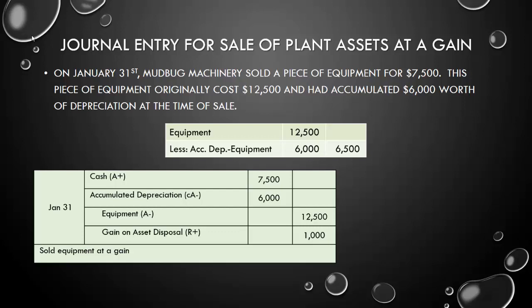We need to take the equipment off the books. It had a historical cost of $12,500. Our debits wouldn't equal our credits at this point. Well, we would know that we need to have another $1,000 on the credit side. Well, what's the $1,000 difference? It's the difference between what our books say this equipment was worth, $6,500, and its sale price, $7,500. So we're going to record a $1,000 gain on asset disposal when we sell our equipment at a gain.